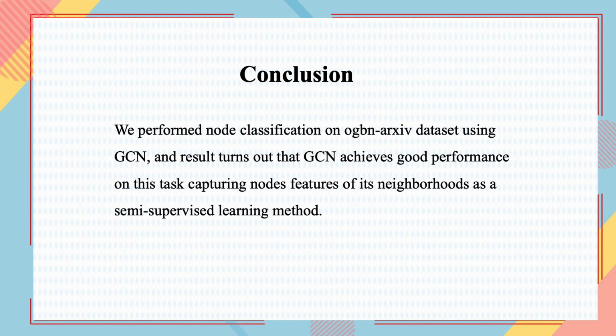Conclusion: we perform node classification on the ogbn-arxiv dataset using GCN, and the result turns out that GCN achieves good performance on this task, capturing node features in its neighborhood as a semi-supervised learning method.